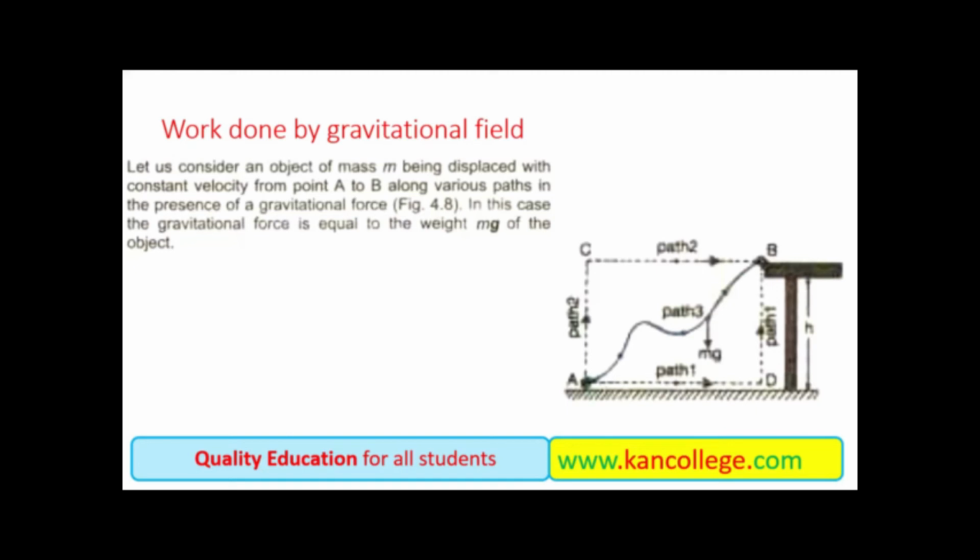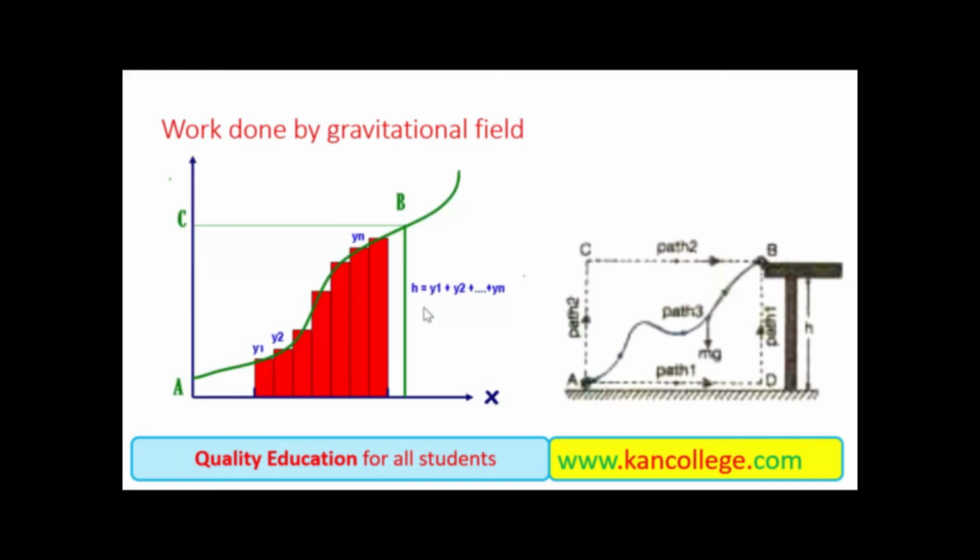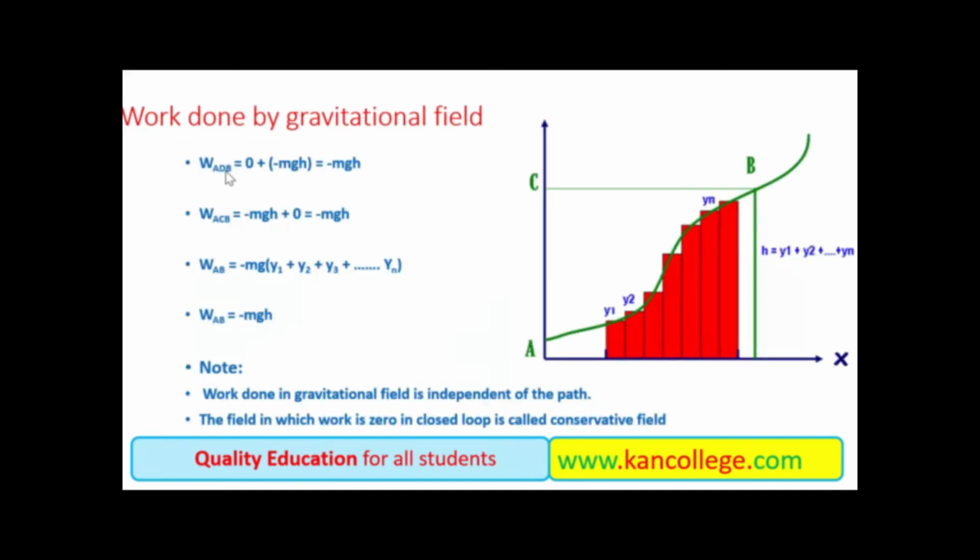Now we understand these concepts in this discussion. Let us consider an object of mass m being displaced with a constant velocity from A to B along various paths in the presence of a gravitational field. In this case, the gravitational force is equal to the weight mg of the object. If we want to calculate the work done in each patch, then we have to calculate the work for different scenarios.